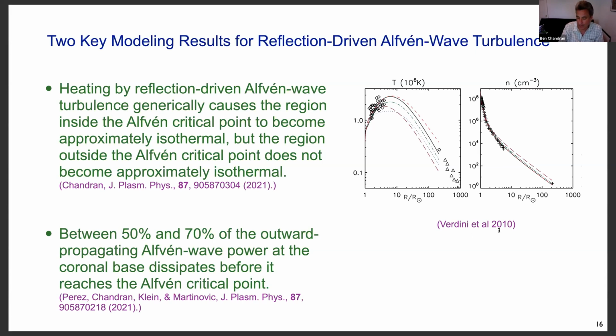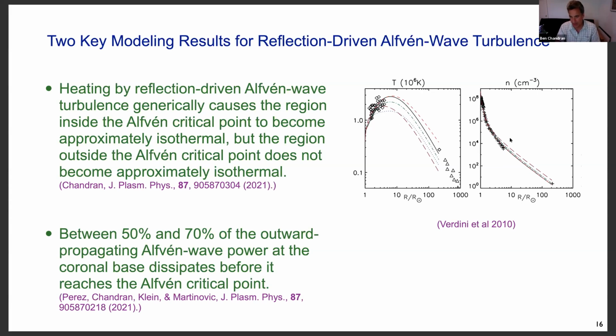So this is a model from a paper by Verdini et al. of an Alfvén wave-driven solar wind. And you see in this model, several different model curves are plotted with these lines, and here are some data points that they compare to. The variation in the temperature between 1 and 10 solar radii is a factor of 2 or 3. On the other hand, the variation in the density over that same region is a factor of 10 to the 5. That's what I mean by approximately isothermal.